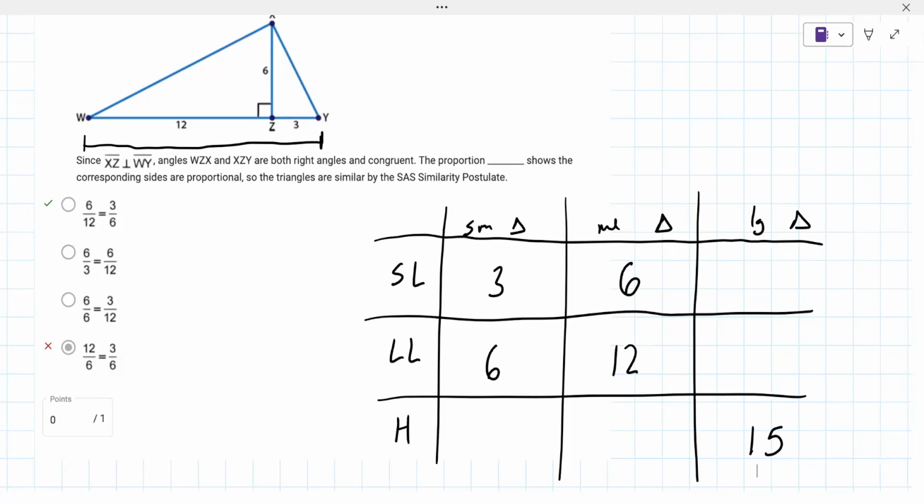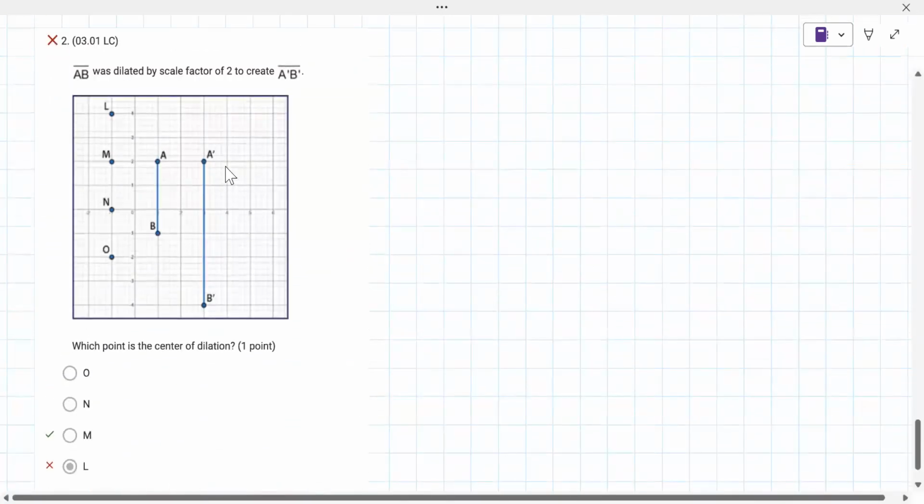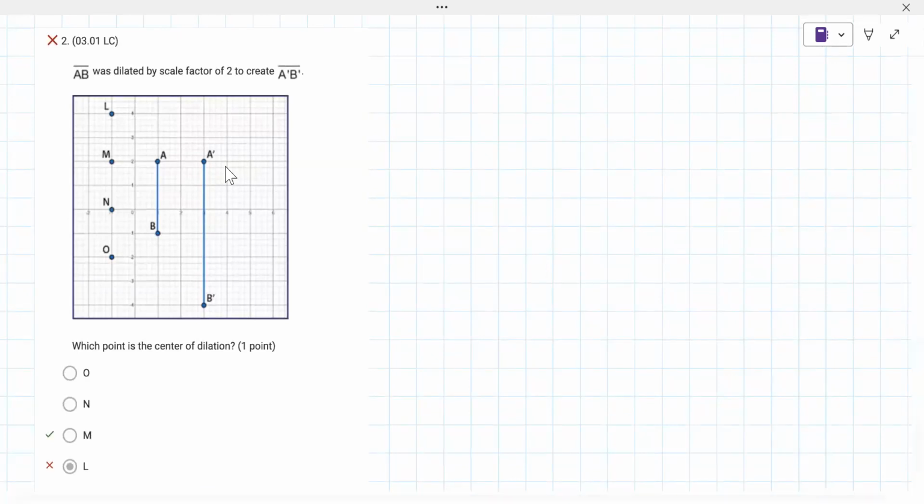So it's number two in the pretest. All right, it says AB was dilated by a scale factor to create A prime B prime. What point is the center of dilation? Okay, how do we want to say this here?